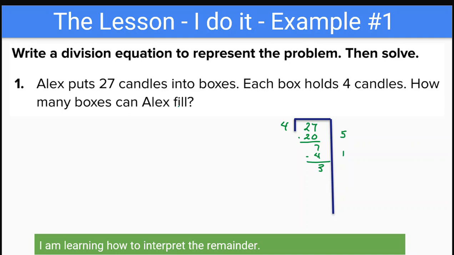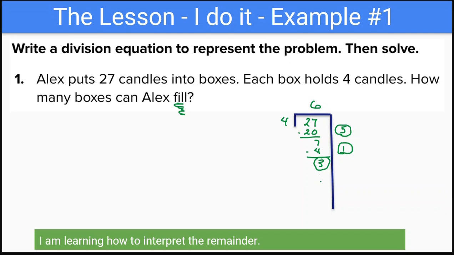Now it says: how many boxes can he fill? Well, he could fill 5, and then he could fill one more. He can fill 6 of the boxes. Here's a question: how many candles would he need if he wanted to make one more box? Well, he'd need one more candle, because he's left with 3 candles just sitting there, but to make a full box, he would need one more to make 4, right? So the answer is he can make 6 full boxes. That's the quotient. And 3 candles are going to be left over sitting on the side, waiting for one more to come along. Kids, right now you're learning how to interpret the remainder.